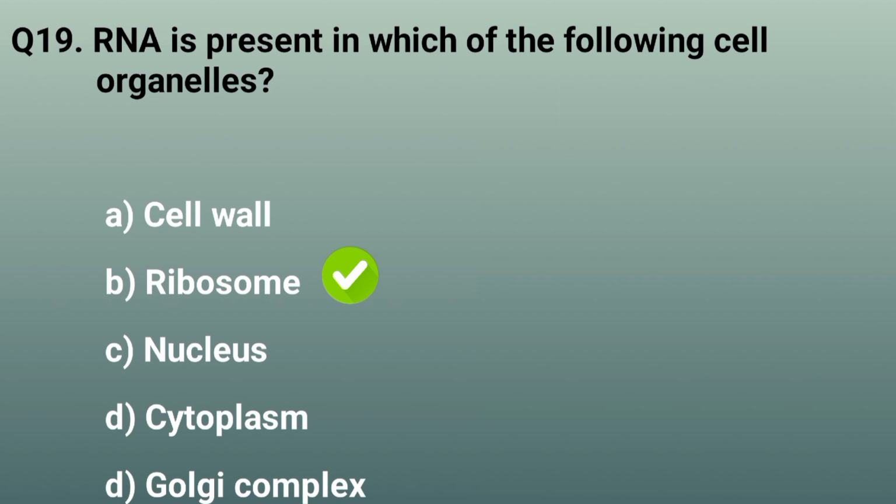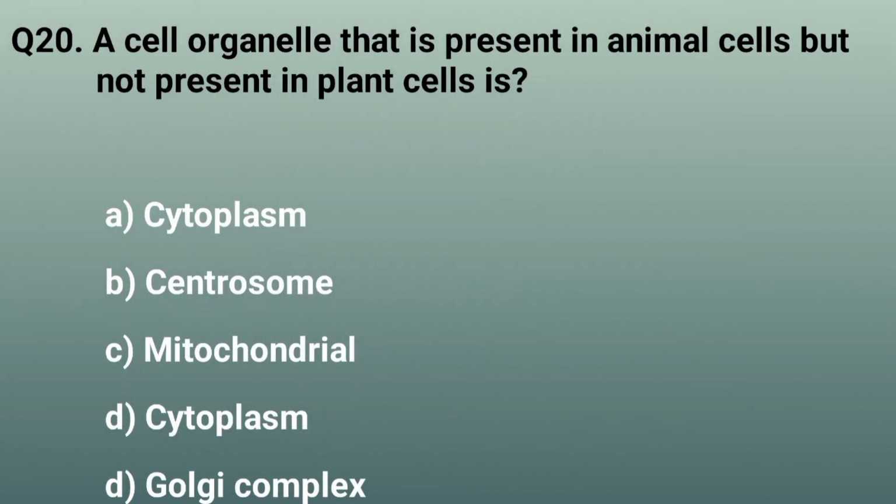Question number 20. A cell organelle that is present in animal cell but not present in plant cells is. The right answer is option B. Centrosome.